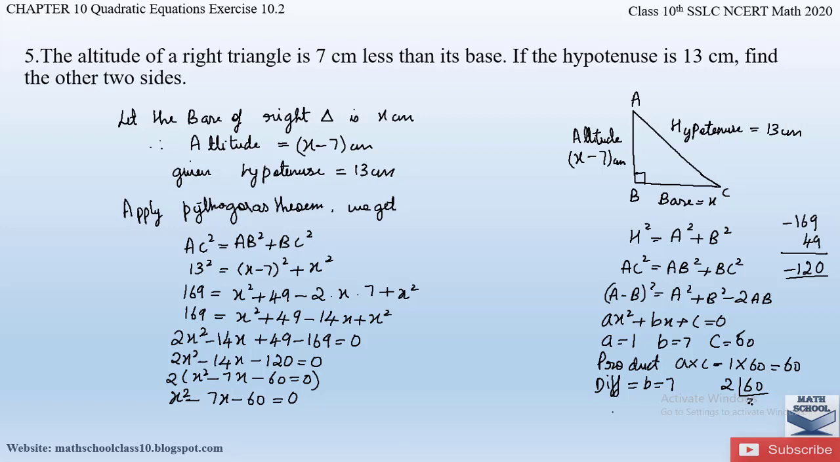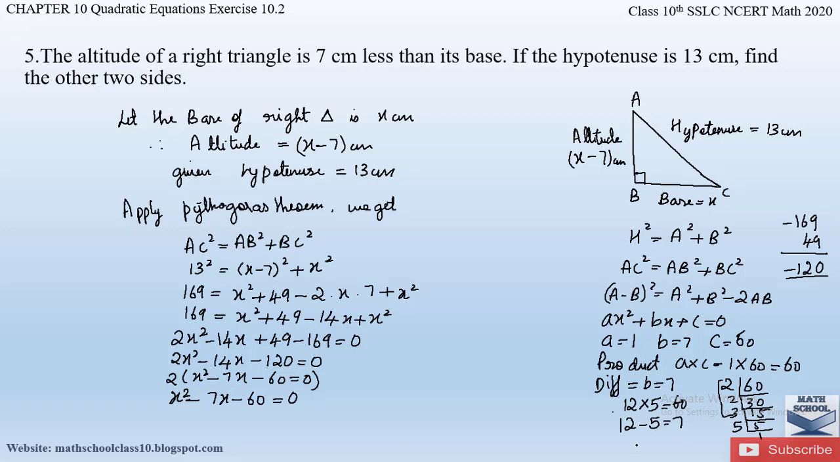So 2 3s are 6, 2 5s are 10, then 3 5s are 15 and so on. We have to group the factors in such a way that we get a difference of 7. If we group in this manner, 3 2s are 6, 6 2s are 12. So 12 minus 5 is 7. Okay, so we are going to take 12 into 5 is equal to 60 and 12 minus 5 is equal to 7.